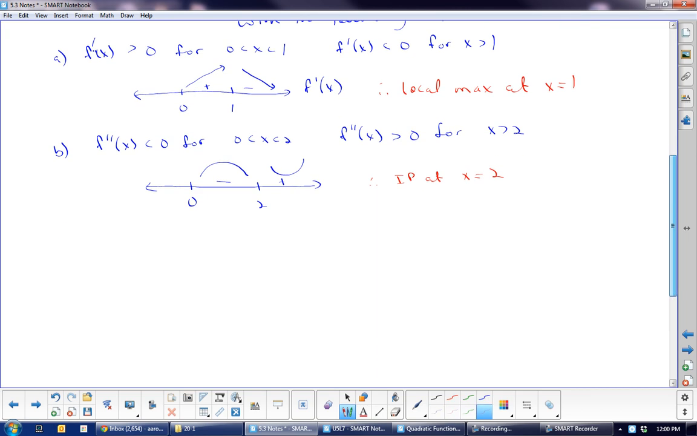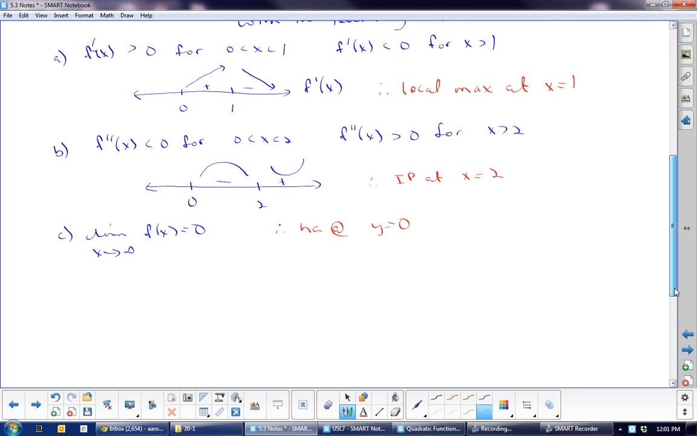Okay, the next condition says the limit as x approaches infinity of f of x equals 0. What did that mean again? It's an asymptote, right? So, therefore, horizontal asymptote at y equals 0.